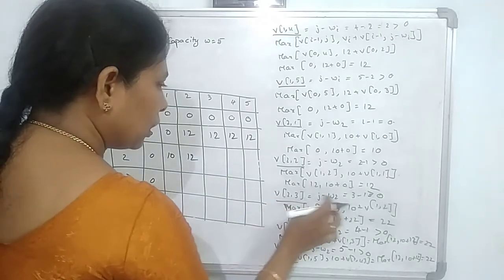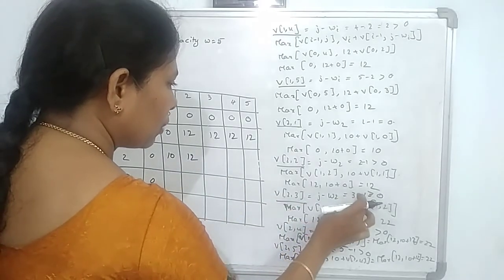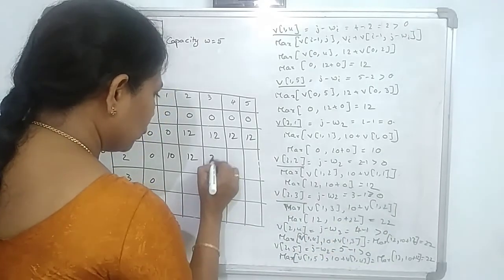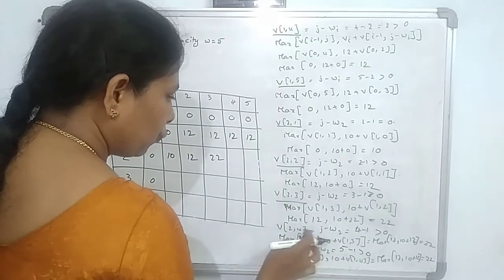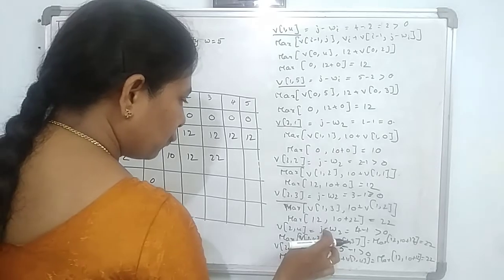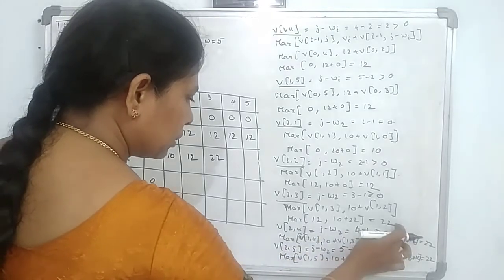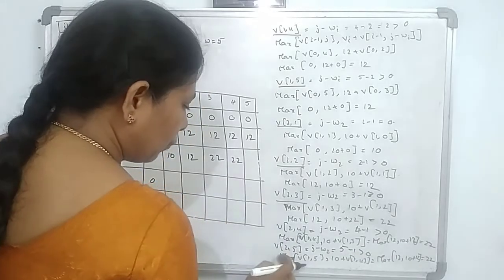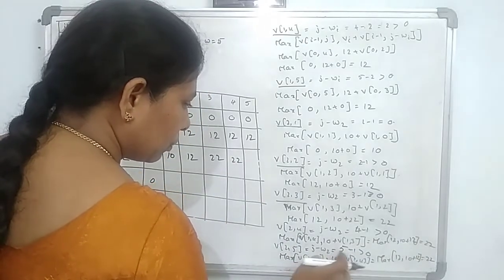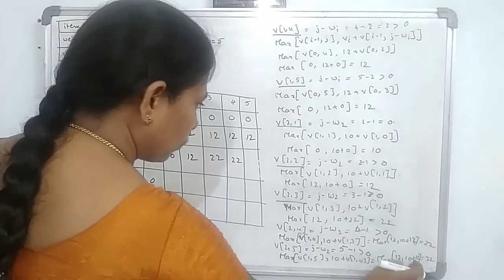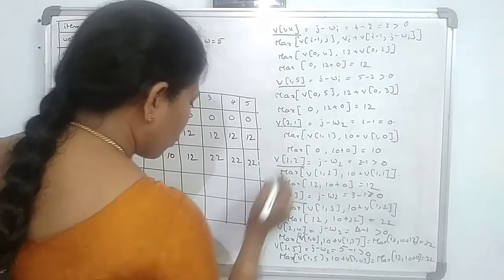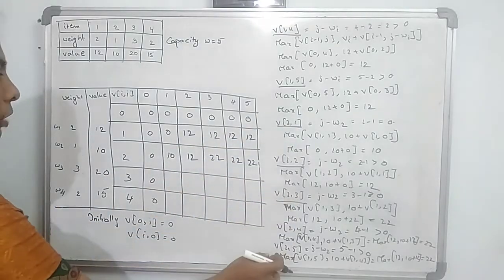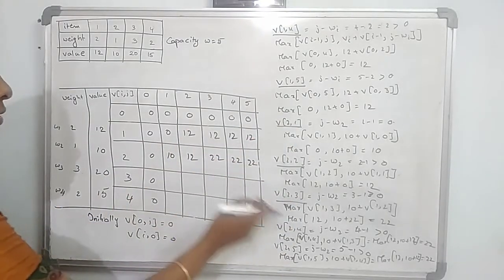And V of 2 3, j minus W2, 3 minus 1 greater than 0. So again you can calculate that one, the value is 22. V of 2 4, 4 minus 1 greater than 0. Calculate the value and it will give 22. And V of 2 5, j minus W2, 5 minus 1 greater than 0. Calculate the value, it will be 22. So in that we can calculate the values of 2 1, 2 2, 2 3, 2 4. Now calculate the values of 3 1, 3 2, 3 3, 3 4, 3 5.